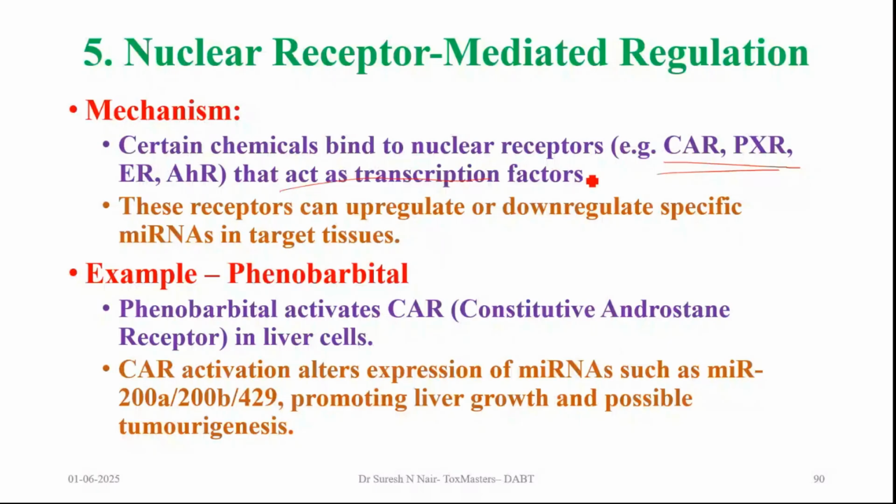Okay, so these receptors can upregulate and downregulate specific miRNAs in the target genes. This is one of the mechanisms most commonly seen in the case of breast cancers.